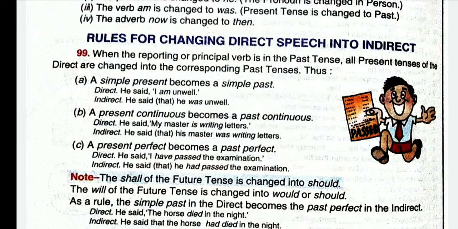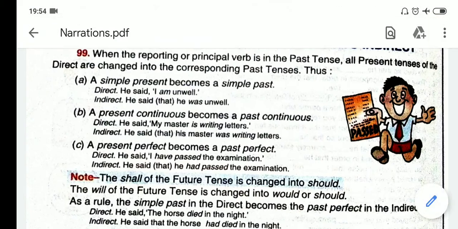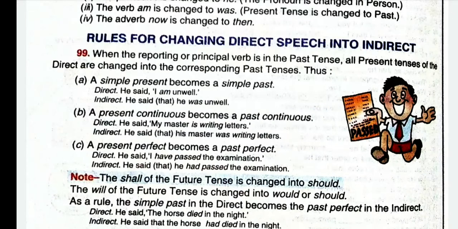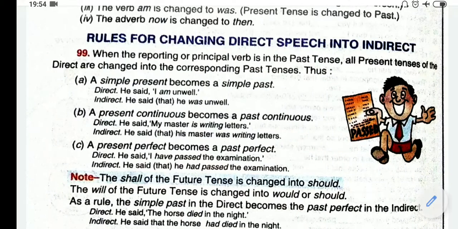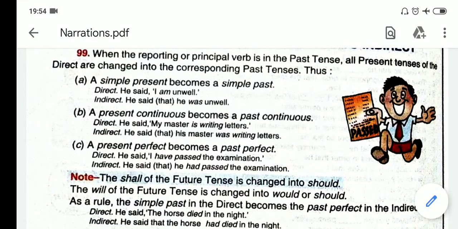As you can see that he said that he was unwell. He is unwell नहीं. It was in the present tense. Now, I am unwell is the present tense. He was unwell is in the past tense. The reason is, since the principal verb or the reporting speech was in the past tense, he said, therefore we will change the reported speech into past tense when we change it into indirect speech. Make it very clear.